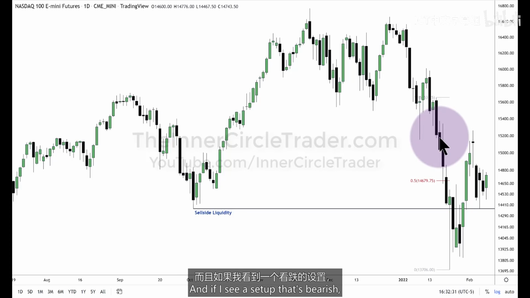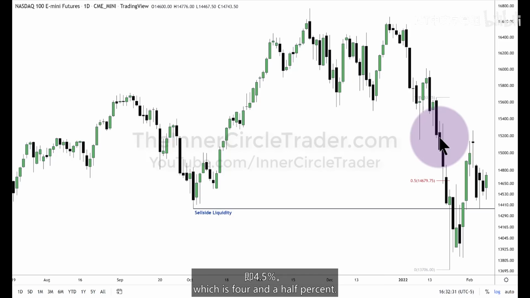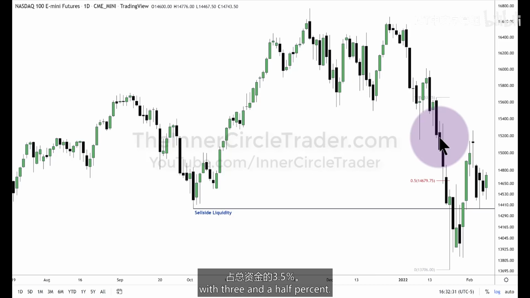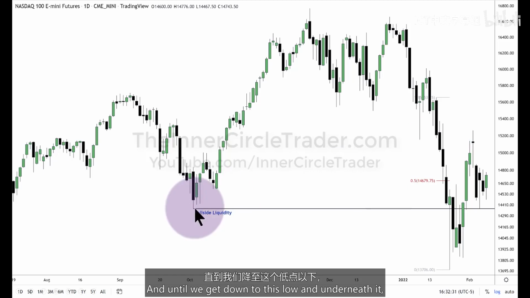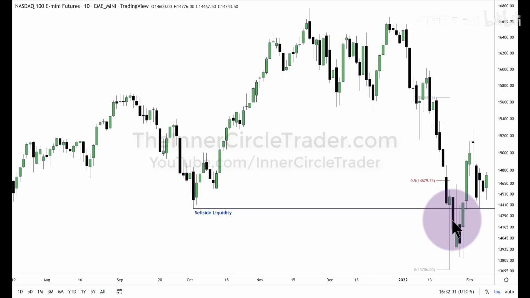And if I see a setup that's bearish, I'll consider using, not always, my maximum risk, which is 4.5%. But I like to see trades that I feel comfortable with at 3.5%. And until we get down to this low and underneath it, that means it's likely to reverse or consolidate, and we have a retracement back in.